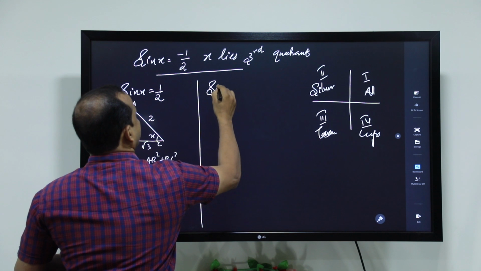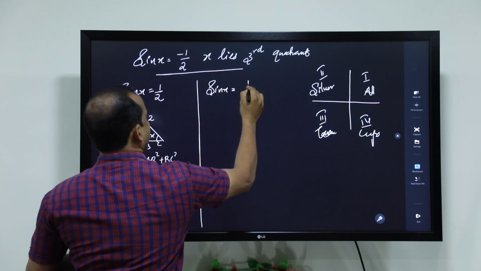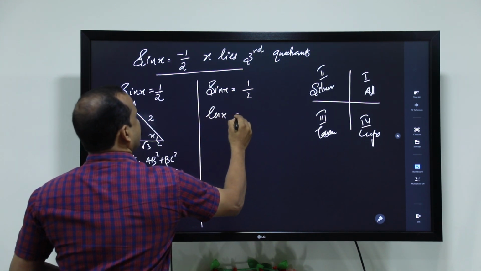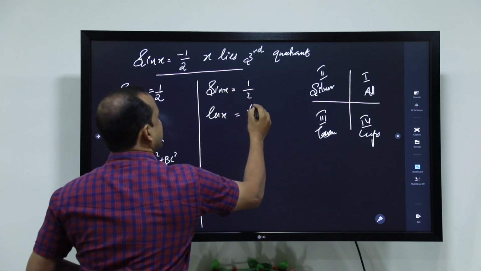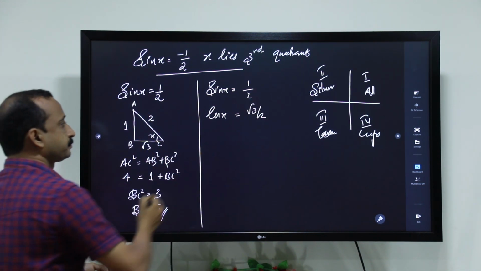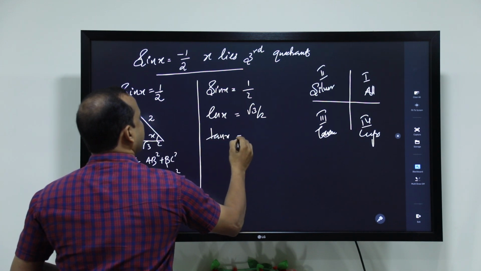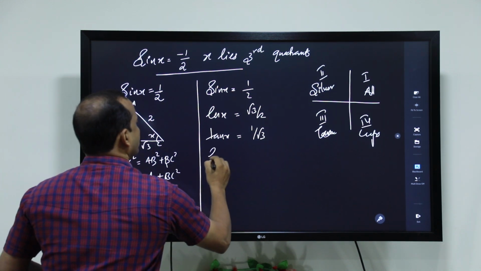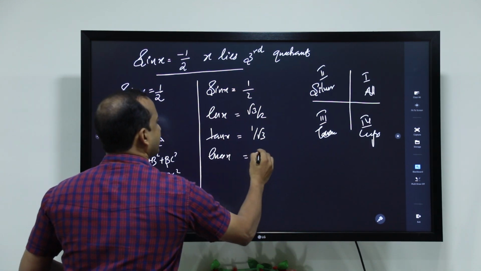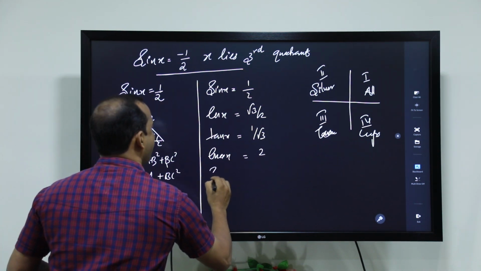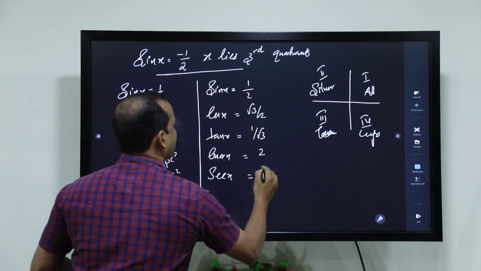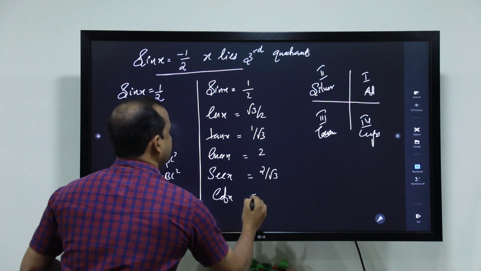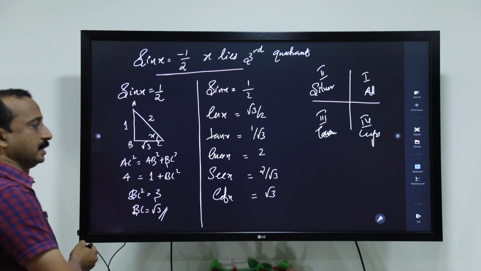First of all, sin x is already given: sin x is opposite side by hypotenuse, which is 1 by 2. Then cos x is adjacent side by hypotenuse, so we get root 3 divided by 2. Then tan x means opposite by adjacent side, that is 1 by root 3. Then cosec is the reciprocal of sine, that is 2 divided by 1. Then sec x is the reciprocal of cos, that is 2 divided by root 3. And last, cot x is the reciprocal of tan, root 3 divided by 1.